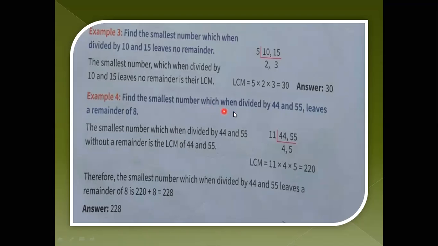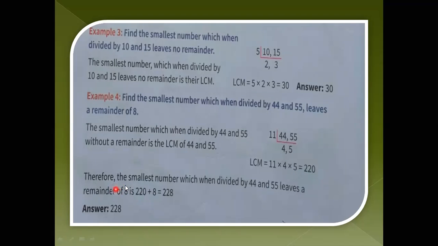Next, find the smallest number which when divided by 44 and 55 leaves a remainder of 8. Earlier, for the greatest number, if it leaves a remainder, you have to subtract. Here, for the smallest number, if it leaves a remainder, you have to add. Let us see. The smallest number which when divided by 44 and 55 leaves no remainder is the LCM of 44 and 55. 11 4s are 44 and 11 5s are 55. So LCM equals 11 into 4 into 5. 11 4s are 44, 44 5s are 220.